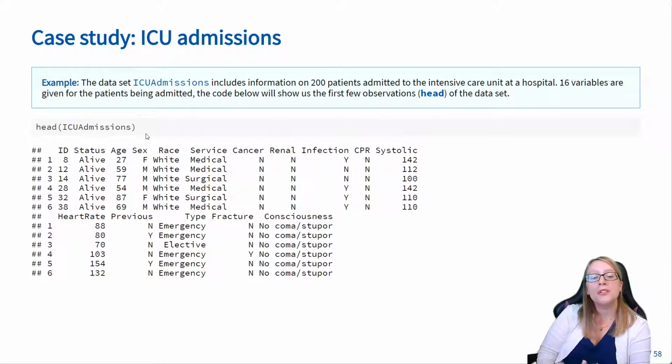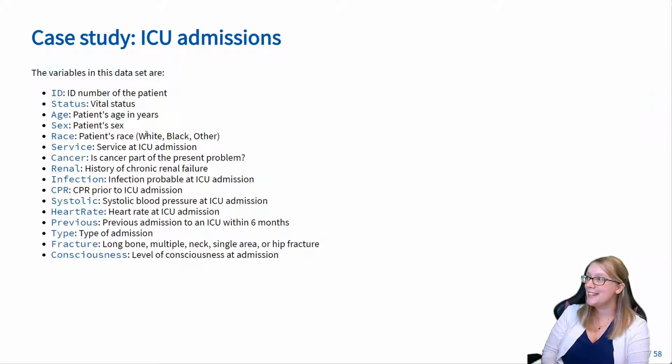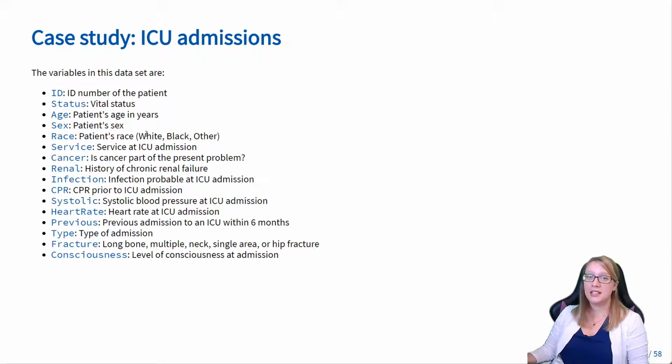So the variables that we have in this data set, we have an ID number for each patient. We have their status, so the vital status when they left ICU care, either alive or dead. We have the patient's age and year. We have their sex. We have their race. We have service and ICU admission. Did they come in from the emergency service of the hospital or the elective?